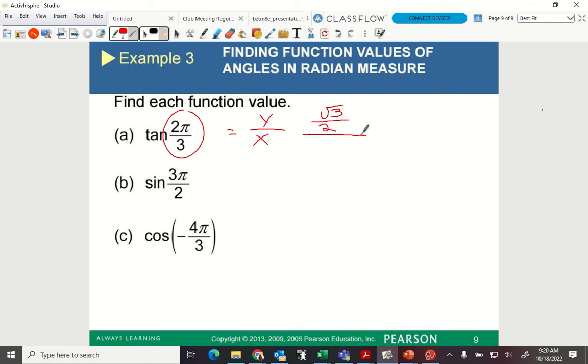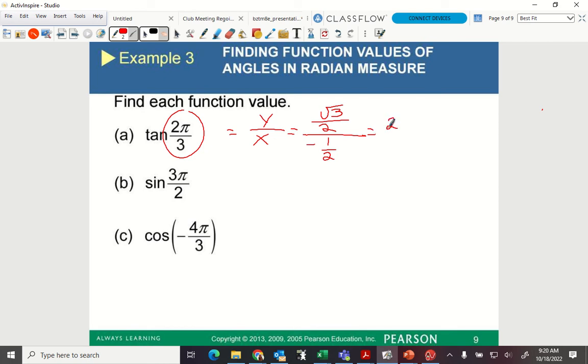What is my x value? Negative 1/2. Okay, good. So, do I have a fraction over a fraction? Okay. So, what I'm going to do is multiply by the reciprocal of the bottom. So, I'm going to clean this up by hand.